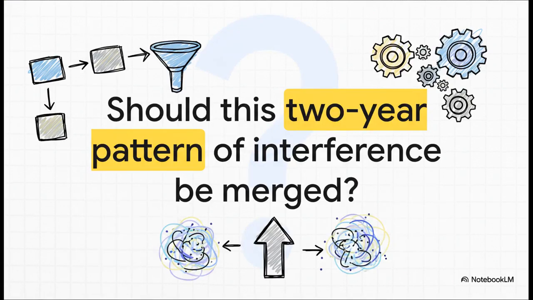And the whole archive ends on this one big question. Should this 2-year pattern of interference now be merged? It's really provocative. It's not just giving you a conclusion, it's leaving you, the reader, to weigh the evidence and consider the massive implications if this 2-year pattern is in fact real.